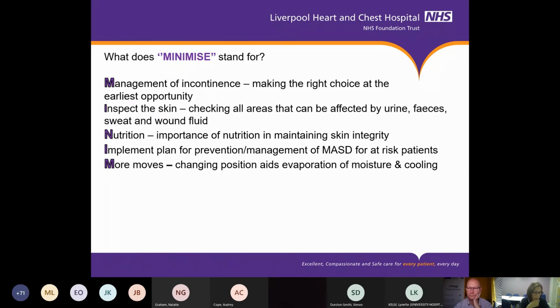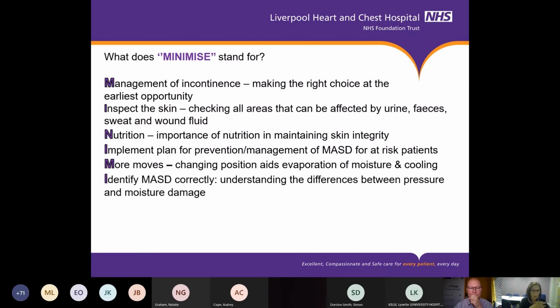And of course, we might be looking after dyspneic patients who sweat profusely. We find actually, particularly in our critical care, it's a hot environment anyway, and then you've got reasons why the patients are hotter, sepsis, dyspnea, etc. So a lot we can do again in terms of microclimate, in terms of using moisture wicking products, changing bed linen a bit more frequently, that type of thing. And then I is identifying moisture damage correctly.